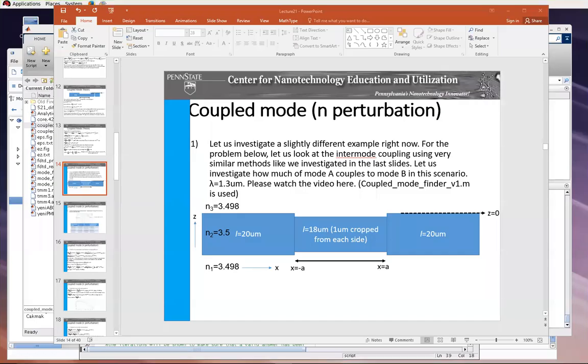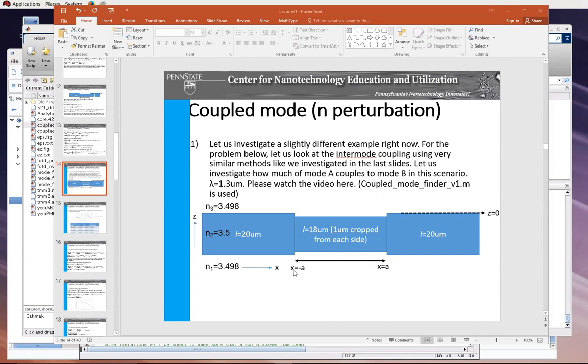All right, welcome back to another lab application. In this lab application, we're going to attack a problem in which light is coming from this 3.5 refractive index waveguide, surrounded by claddings of 3.498, and trying to penetrate into this narrower waveguide of 18 micrometers, with 1 micrometer cropped from each side. At the end it goes back to that 20 micrometer width again. So this is the z equals 0 portion, in terms of the coordinates.